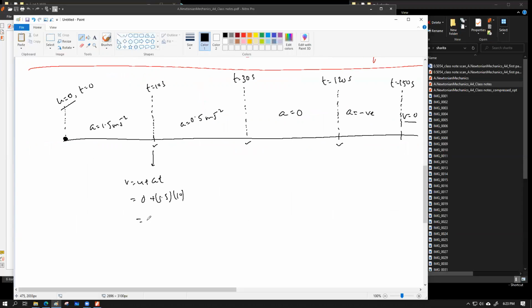Which gives us 15 meter per second. The final velocity of this segment is 15 meter per second. Now comes the interesting part.